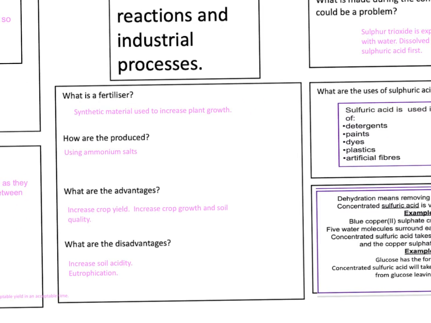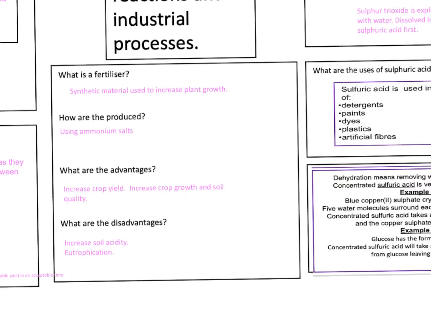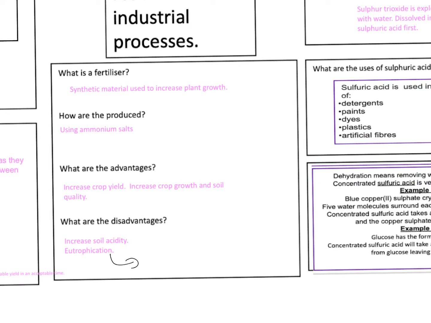A lot of ammonia is used in fertilisers. We're using artificial fertilisers, synthetic material used to increase plant growth. They're produced from ammonia salts, the same as making any salt that you would have done in 5.2. Advantages: increase crop yield, crop growth and soil quality. Disadvantages: increase soil acidity and eutrophication, when fertilisers cause algae to block off the top of the lake, so anything below can't get any sun.